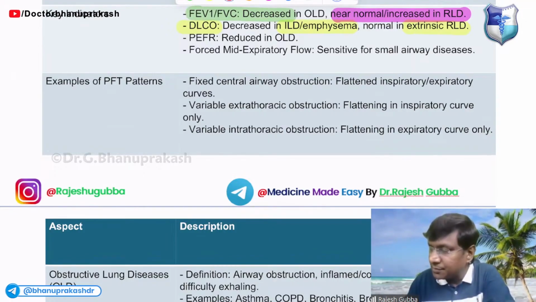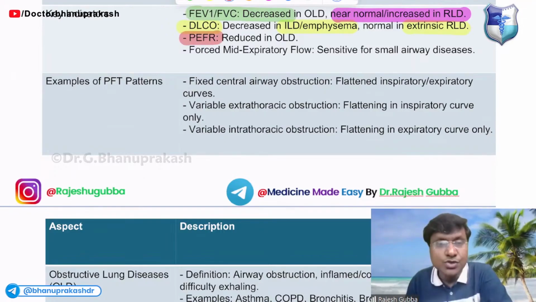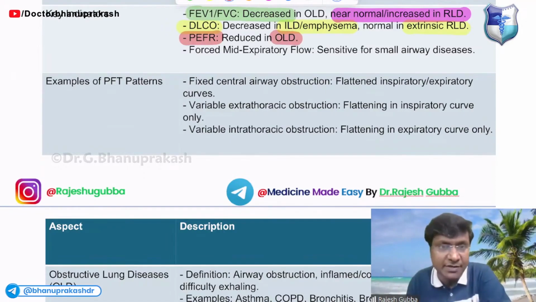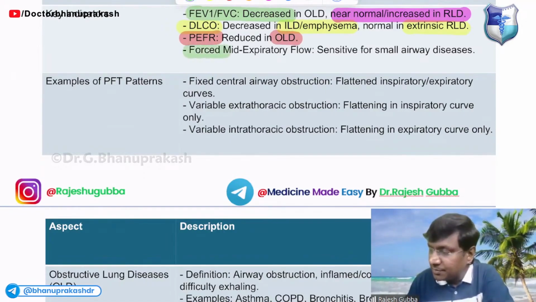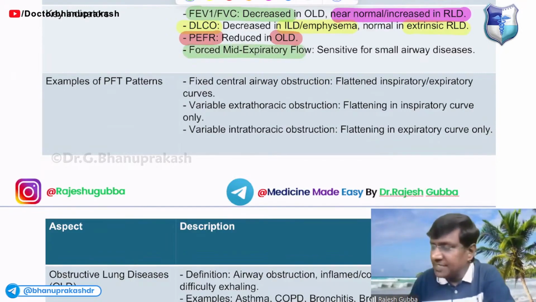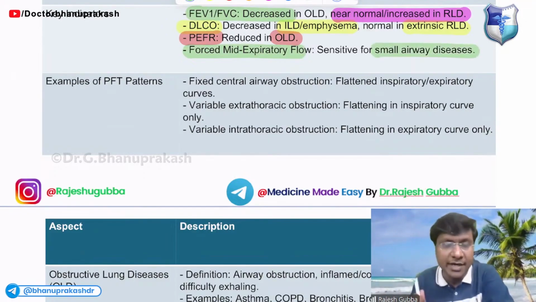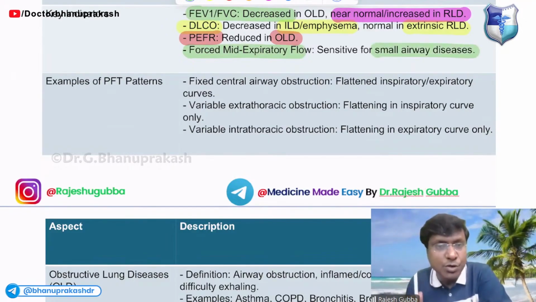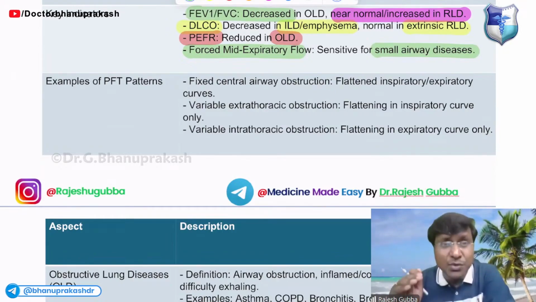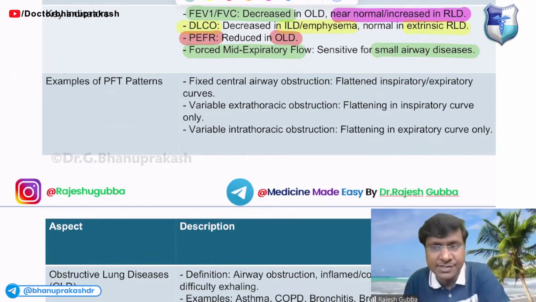Then the next important parameter that you need to remember is the peak expiratory flow rate. Peak expiratory flow rate is reduced in patients with obstructive lung disease, and that is very, very important. And another parameter that you need to remember is the forced mid expiratory flow rate. Please remember, it is a measure of the smaller airway disease. Now, what are the examples of the smaller airway disease? COPD, it's a smaller airway disease. So the forced mid expiratory flow rate is reduced in patients with the obstructive lung diseases, right?